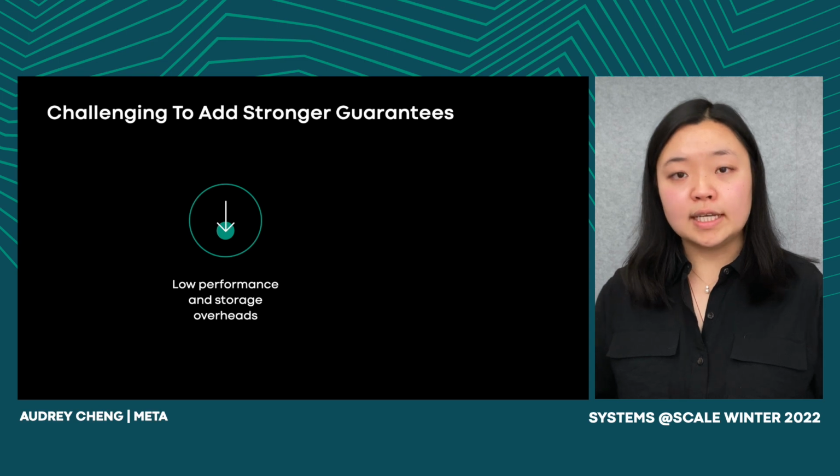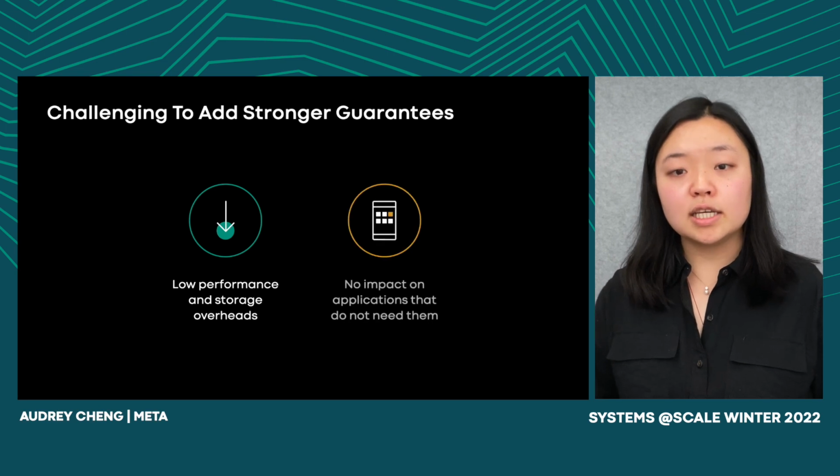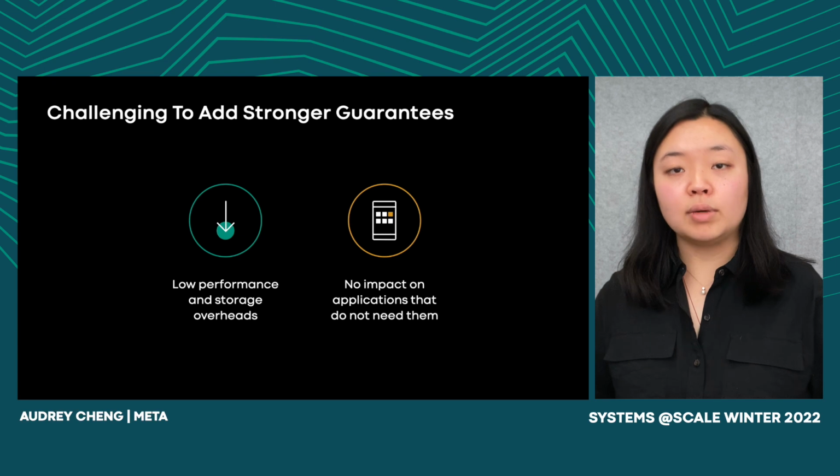While there's a strong need for these guarantees, there are significant challenges to adding them to the system. First of all, we require low performance and storage overheads, since we're dealing with very skewed data at very high volume, and also petabytes of data per day. Additionally, we don't want to impact the applications that don't need these guarantees, and we only want the applications that require them to bear the resulting performance and storage costs.